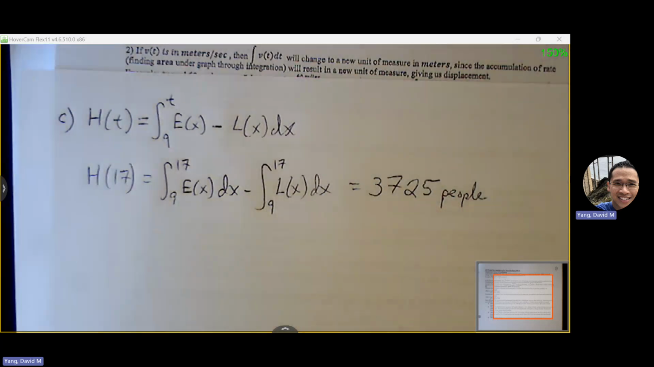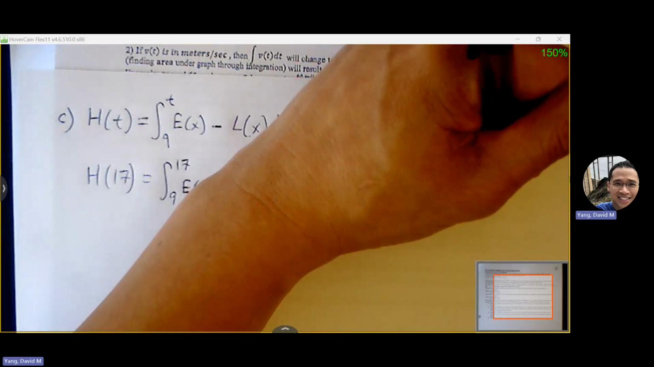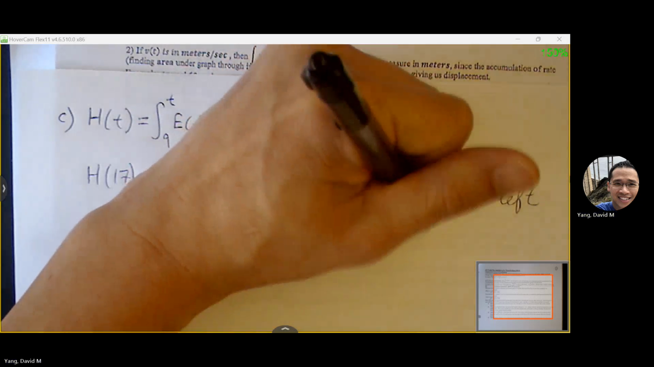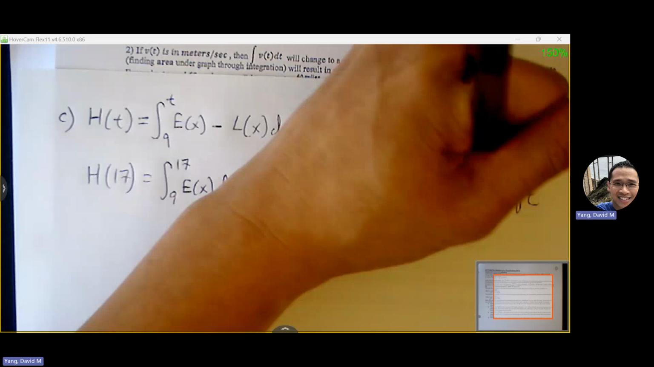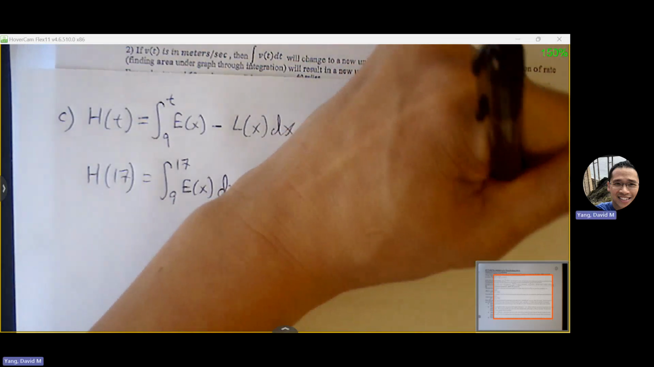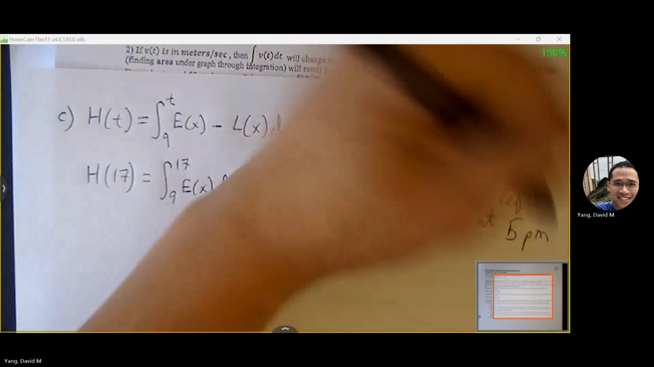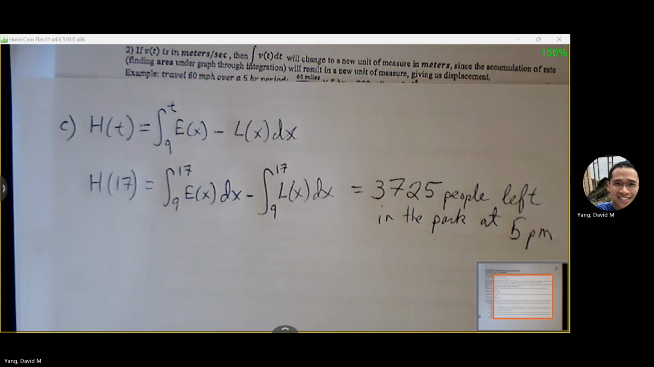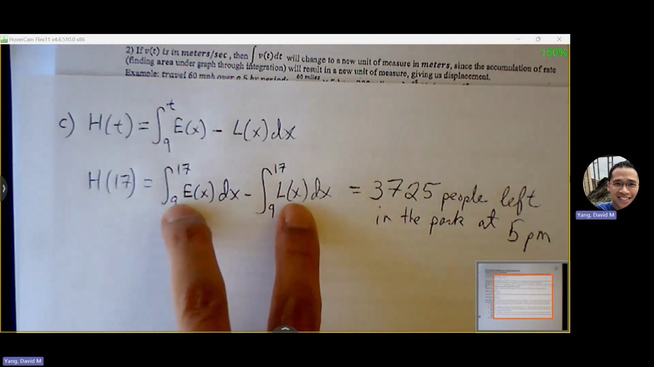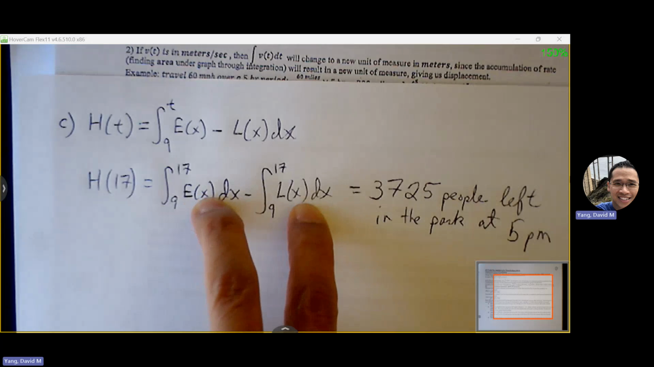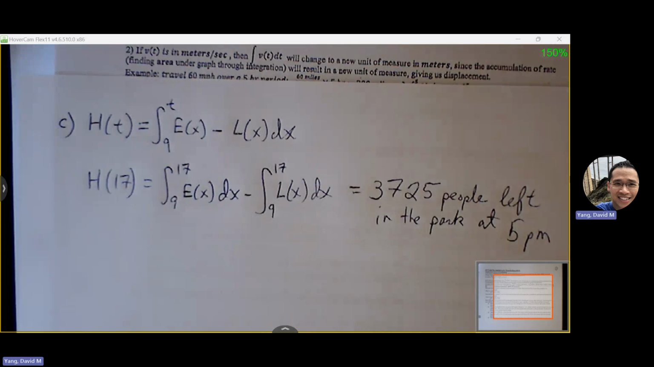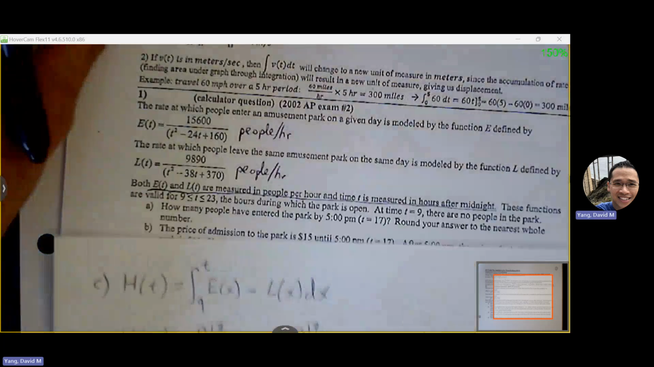So 3,725 people or visitors left in the park or remaining in the park at 5 p.m. We know these units are both in terms of people because these rates have been brought up to the number of people. Okay. All right. So that's what that first part means.